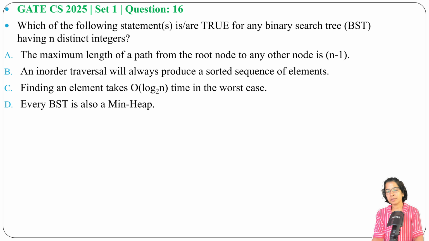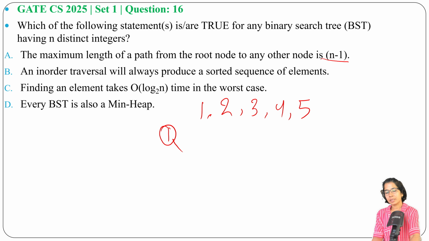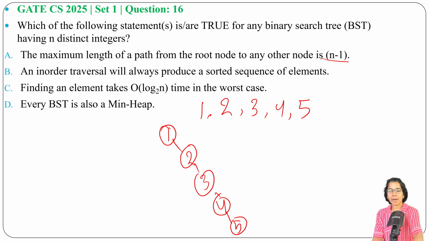Option A, the maximum length of a path from the root node to any other node is n minus 1. Yes, this is true. Suppose we have the sequence in increasing order or decreasing order, then we'll get a skew tree. For example, suppose we have 1, 2, 3, 4, 5, and we start the binary search tree from 1. First 1, its right child will be 2, 3, 4, 5. Now height from 1 to 5 is 4, right? So it is n minus 1.